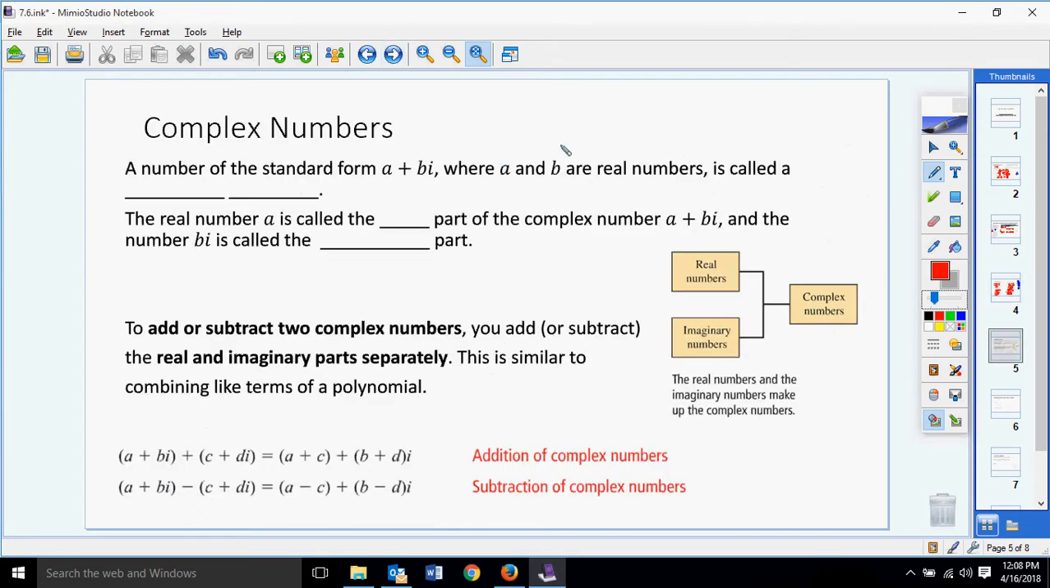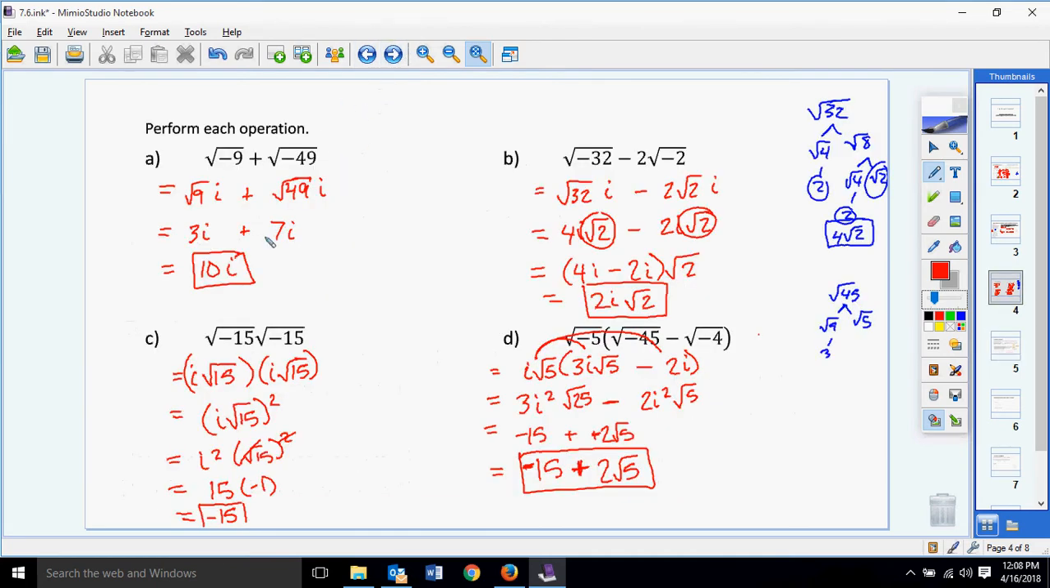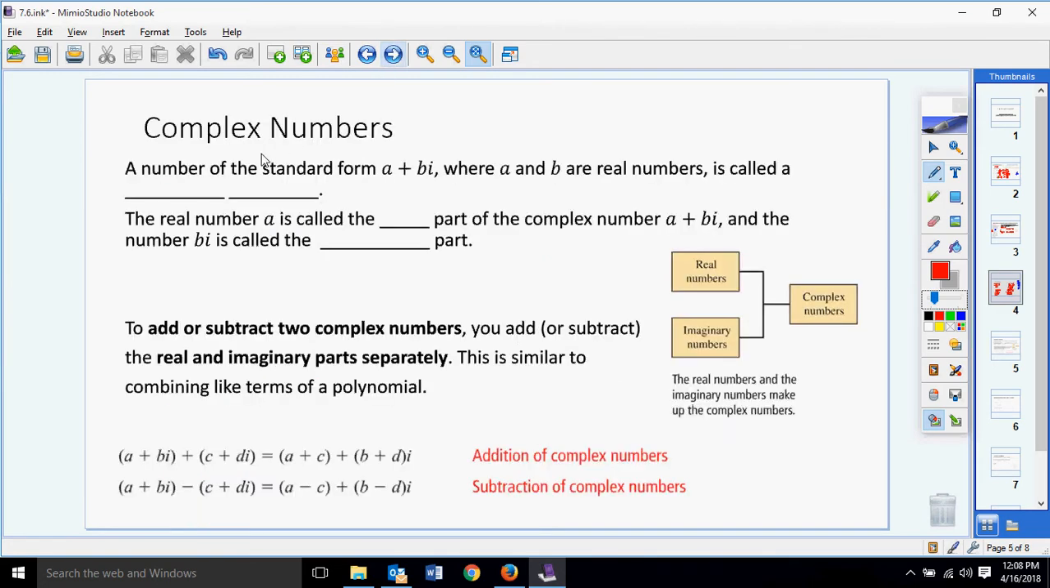All right, complex numbers now. So we talked a little bit about imaginary numbers. Imaginary numbers have the i in them, but complex numbers have a real number and an imaginary number. So them combined, it makes complex. It's a mixture of the two. The a is the real number part, and the bi is called the imaginary part. So it has both real and imaginary.